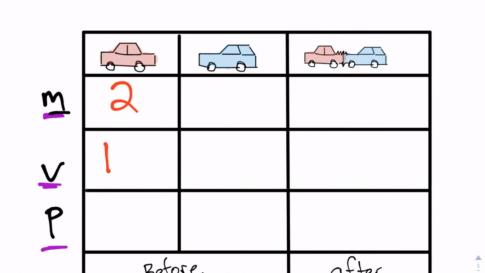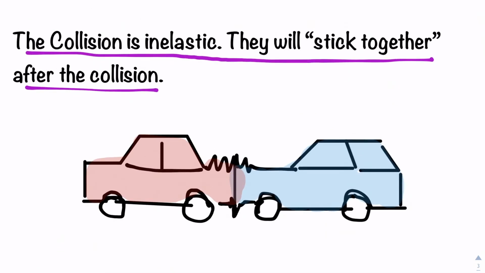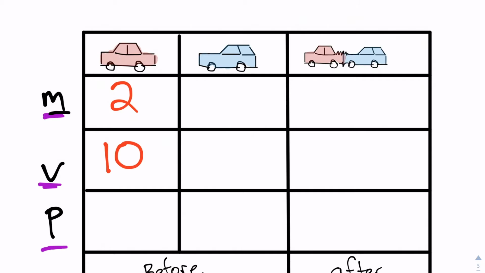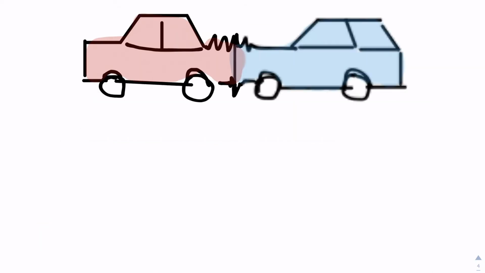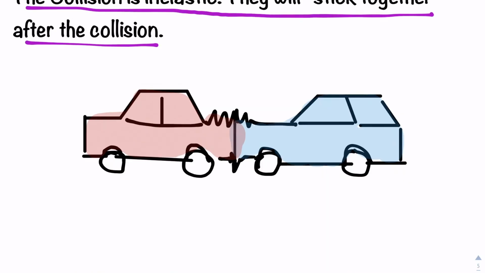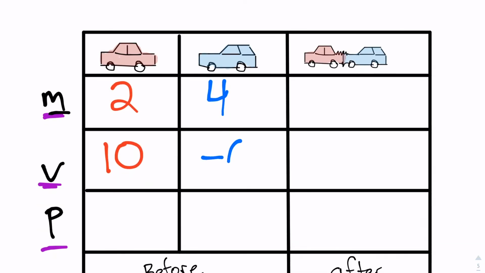So this is an easy step. We just fill in what we know about the collision. Fill in what we know. What else do we know? We know the velocity of the blue car, negative 6. It's moving to the left. That's what that negative means. All right, we've done it. Step 1 complete. Fill in what we know.